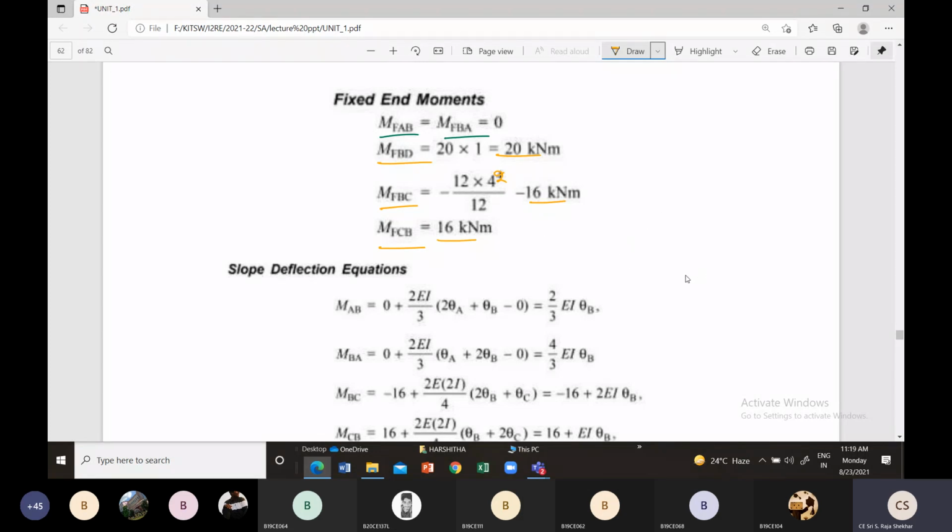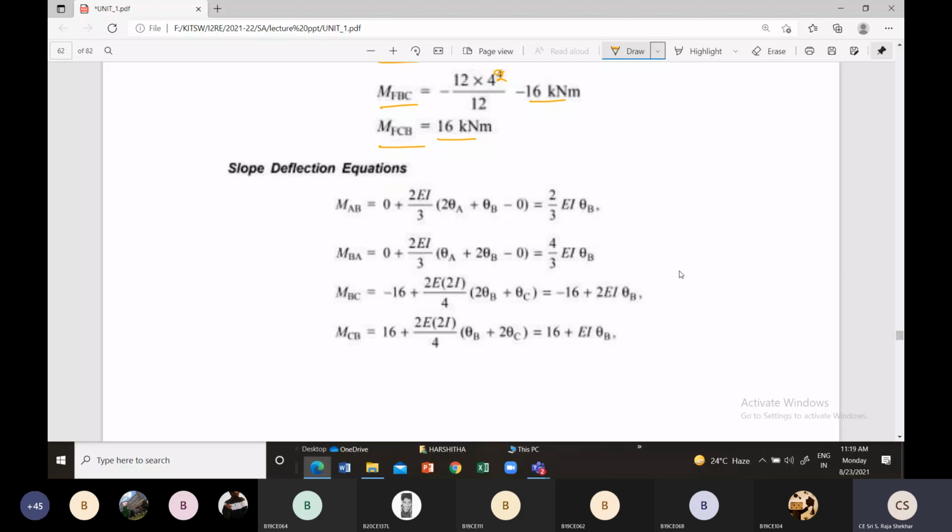After that, we need to write the slope deflection equations for the members. So once again I am going to draw the same figure.